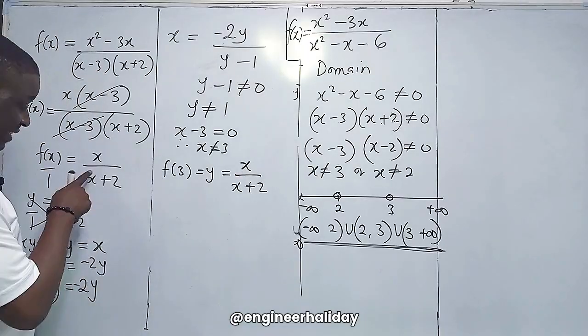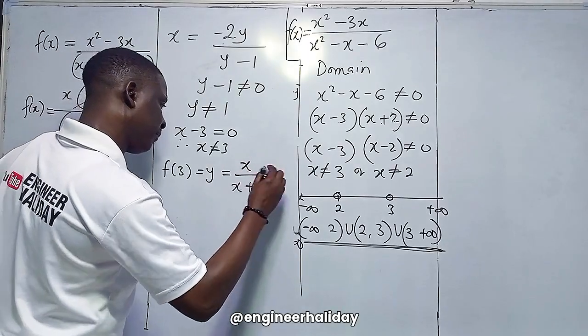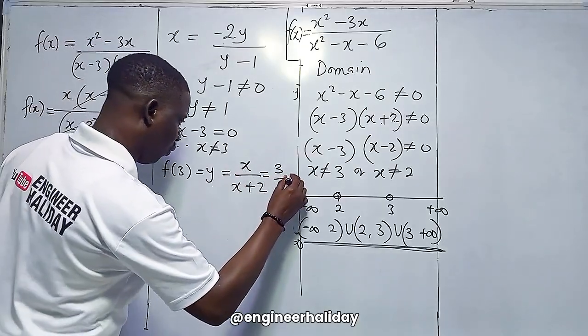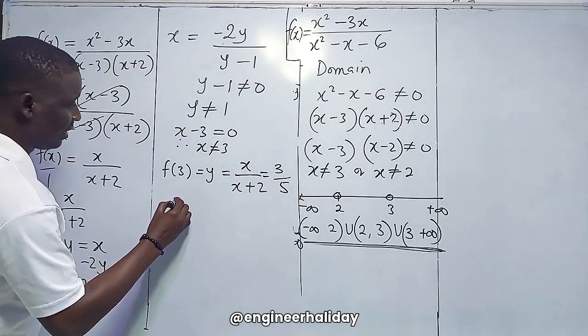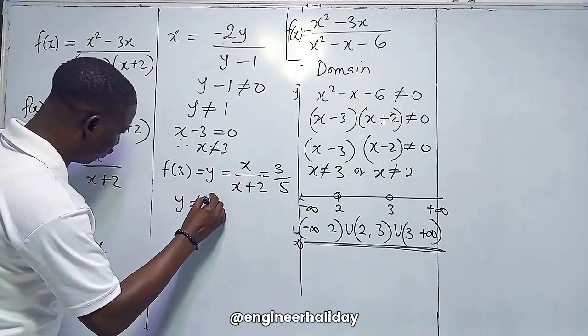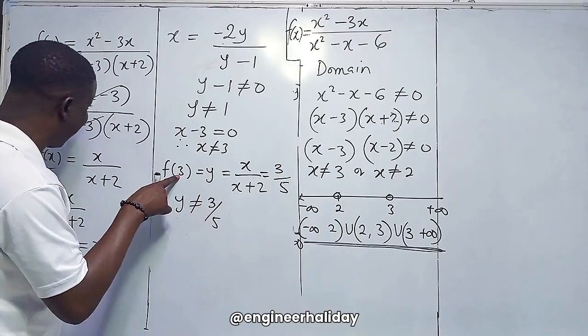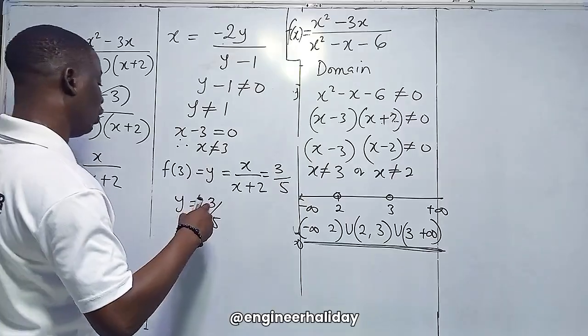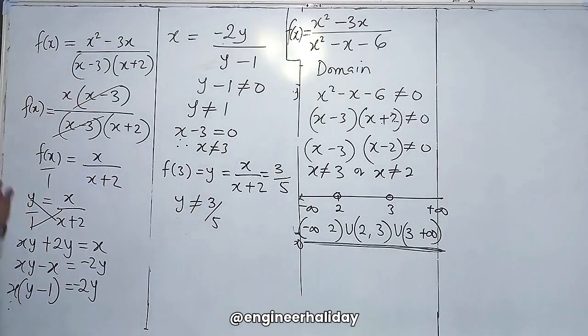What will be our y in this equation? x over x plus 2. So what we're going to do now in this equation is put 3 here, also 5. So that means y must not also be equal to 3 over 5. Don't forget, x must not be equal to 3. So y must not also be equal to 3 over 5, because we removed it here.